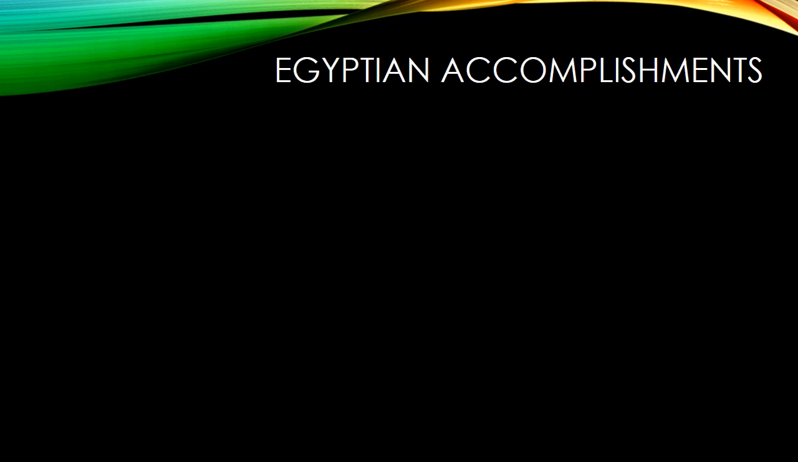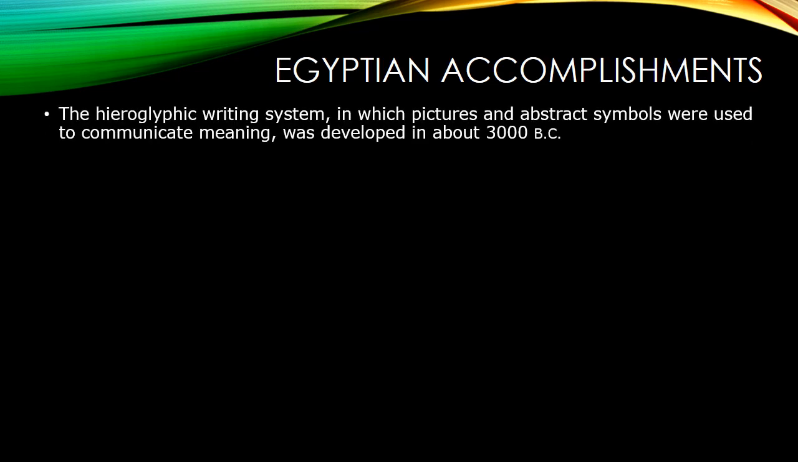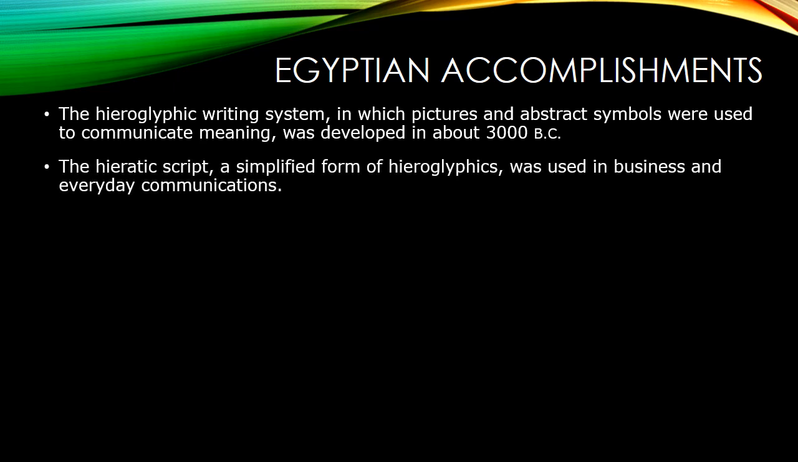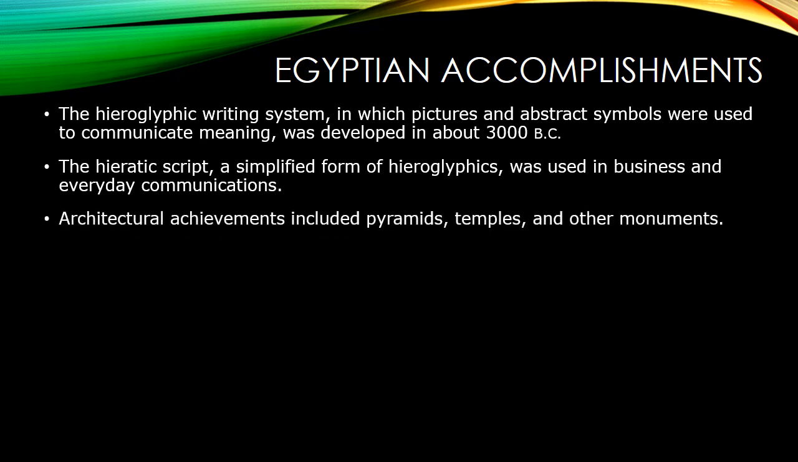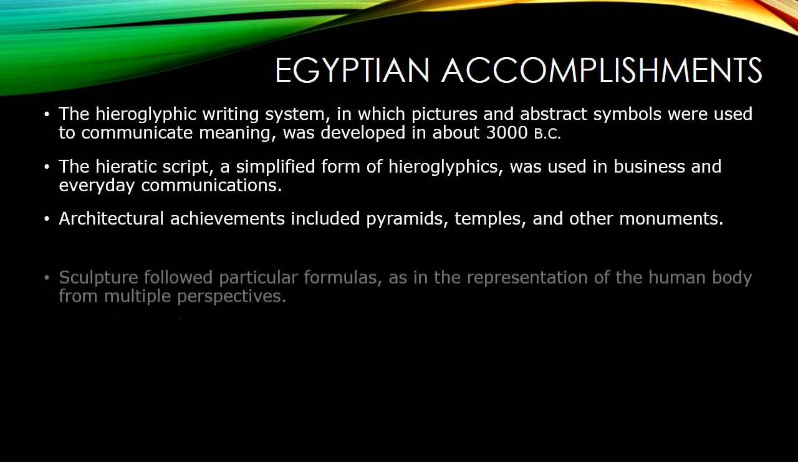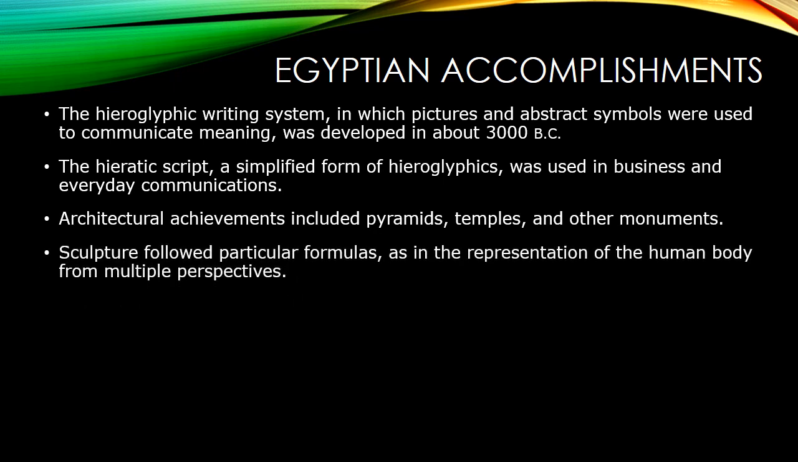Let's take a look now at Egyptian accomplishments. The hieroglyphic writing system, in which pictures and abstract symbols were used to communicate meaning, was developed in about 3000 BC. The hieratic script, which was a simplified form of hieroglyphics, was used in business and everyday communications. Architectural achievements included pyramids, temples, and other monuments. Sculpture followed particular formulas, as in the representation of the human body from multiple perspectives.